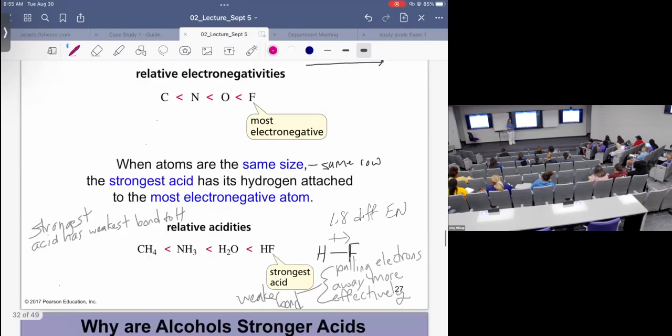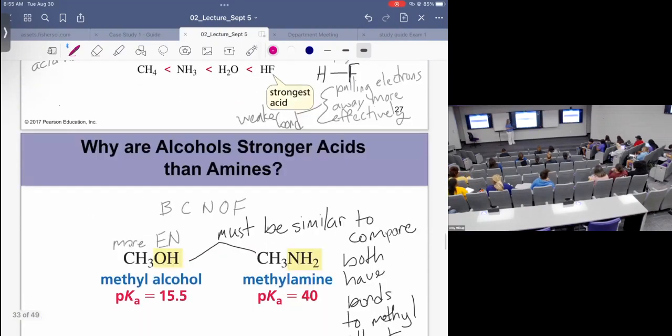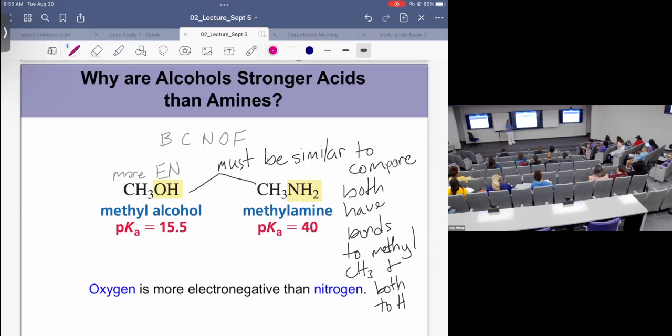The strongest acid has a hydrogen attached to the most electronegative atom. So we've talked about this already, but why are alcohols stronger acids than amines? Because oxygen is more electronegative. Okay.